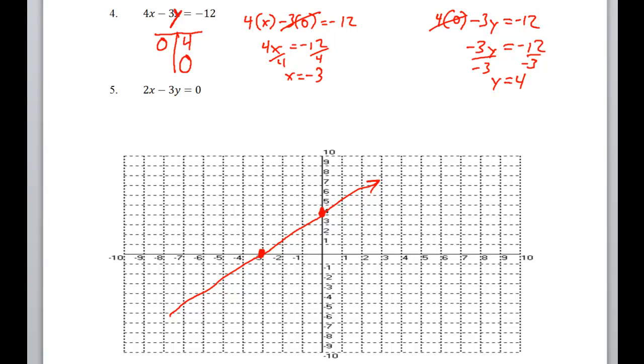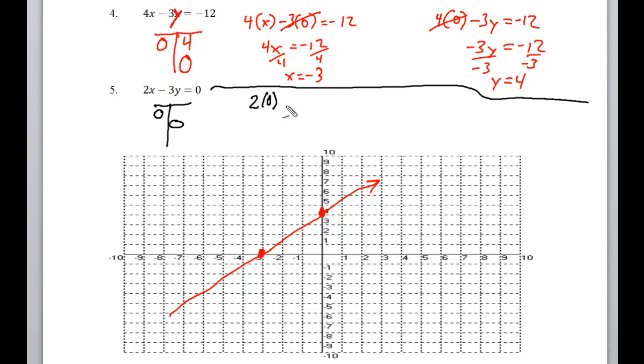Now what's going to make this problem 5 a little bit tricky is watch what happens when I try to, with black ink here, use the intercept technique. If I use the intercept technique, I'm going to put a 0 in for my x and a 0 in for my y, something weird is going to happen. Because I'm going to have 2 times 0, now this is for the y-intercept, but you're going to see why this is going to be weird here, minus 3y equals 0.